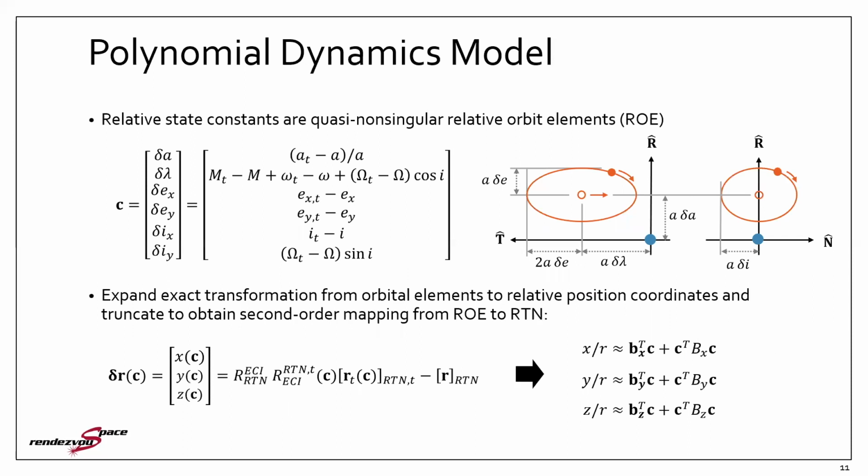But before I get to that, I would like to quickly highlight the other main contribution of this work, which is the relative dynamics model that I'm employing. I have chosen as my relative state the set of quasi-non-singular relative orbital elements. These consist of the relative semi-major axis, relative mean longitude, and components of the relative eccentricity and inclination vectors, as defined here. For near circular orbits, these are equivalent to the integration constants of the Clohessy-Wiltshire model and have a clear relationship with the relative orbit geometry in the RTN frame.